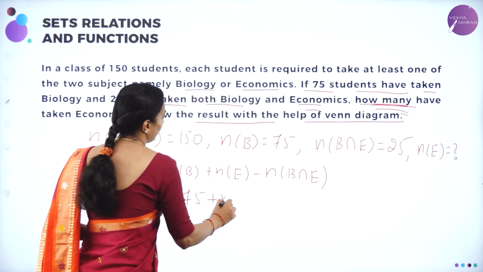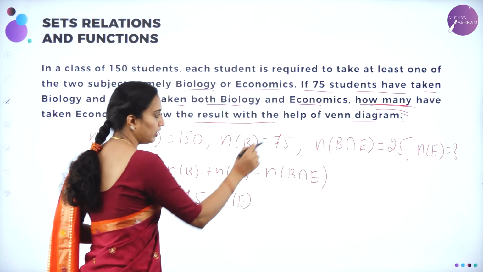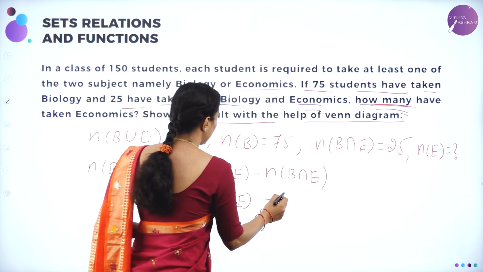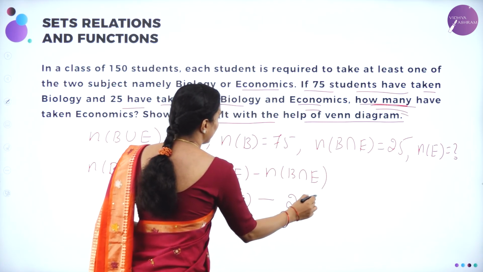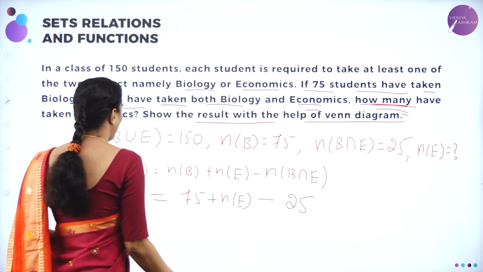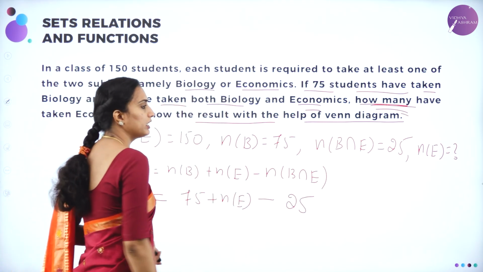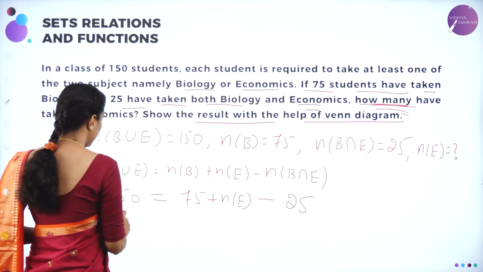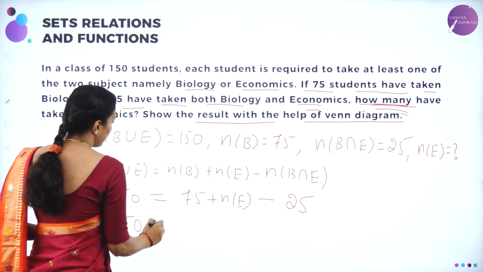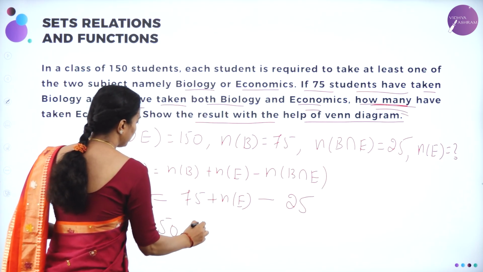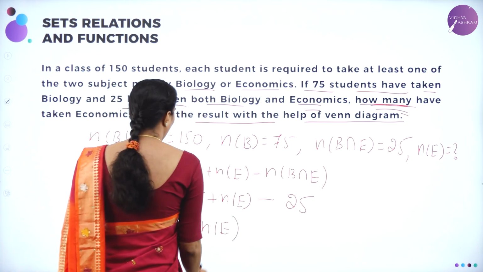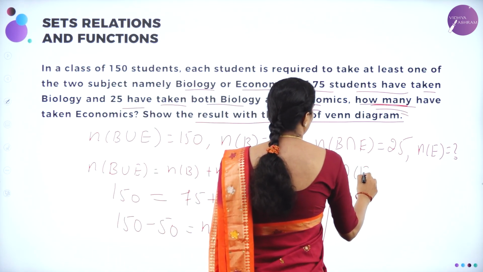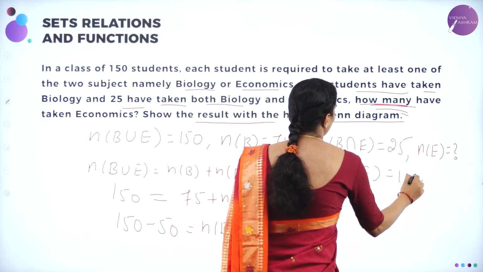We don't know N of E, as it is you are going to write. We need to find out that only. Minus N of B intersection E is nothing but 25. Correct? So you are going to have the answer 75 minus 25 is nothing but 50. So 50, take it to this side. 150 minus 50 is equal to N of E. So how many students will take only economics? N of E will be equal to 100 students.